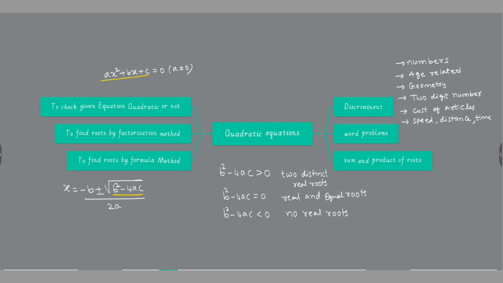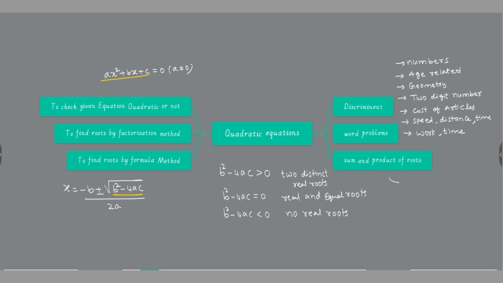And here one more important, work and time related. Like two taps together fill up a tank. In the previous topic also, work and time related problems will be there. I forgot to write that. In pair of linear equations also, work and time related problems will be there. All these are very important. We should know in which case how to write the equation.